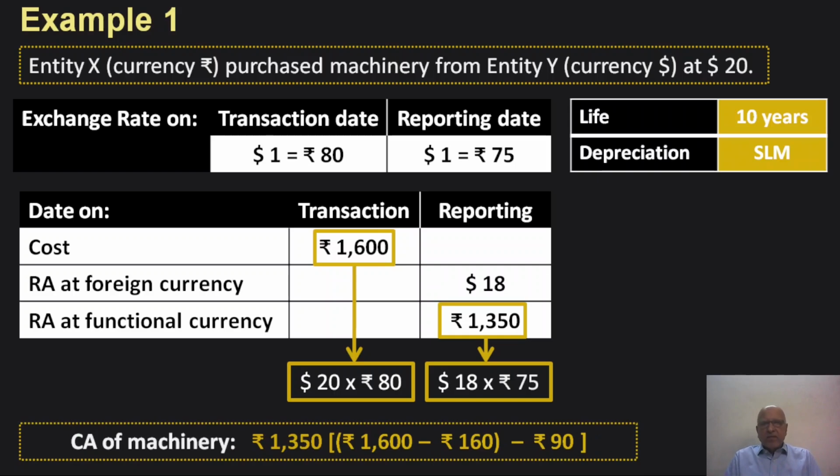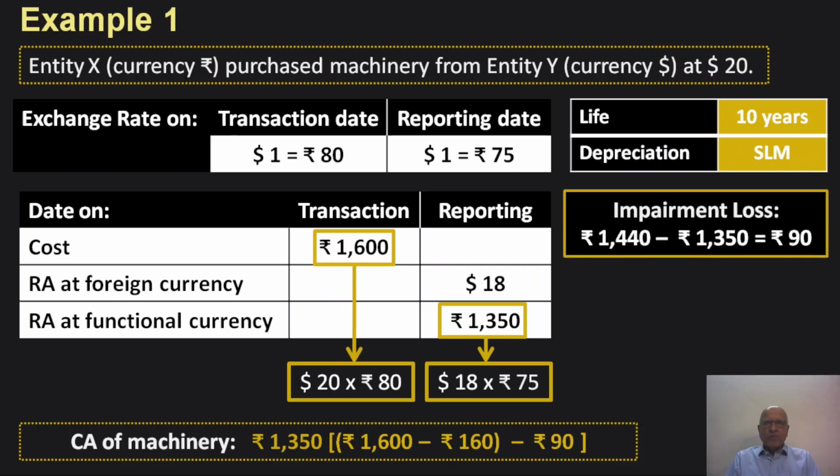Now, cost of the asset is 1,600. Depreciation under the straight line method, life 10 years. So depreciation will be 1/10 of 1,600, that is 160. So what will be the carrying amount before impairment? 1,600 minus 160, that is 1,440. So impairment loss is the carrying amount at the date when it is tested for impairment, 1,440. I repeat, 1,600 minus 160, and the recoverable amount is 1,350.